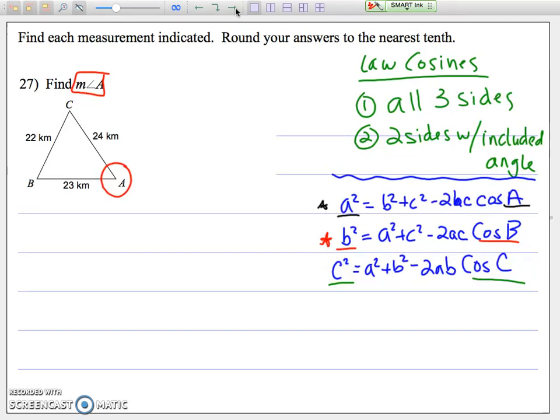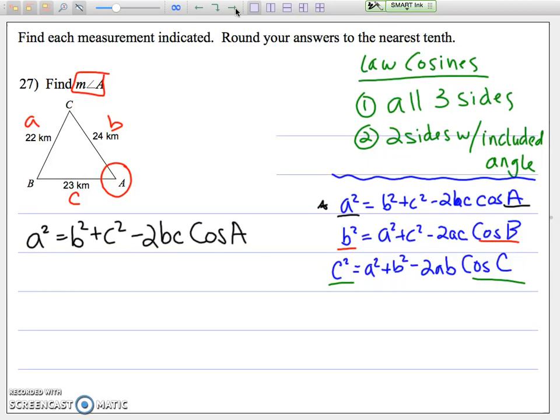All right, the first step is to label what you know. This is B and this is C. All right, so I'm looking for A. So this is the formula I'm going to use. So the first thing I'm going to write out is my formula. A squared equals B squared plus C squared minus 2BC cosine of A.